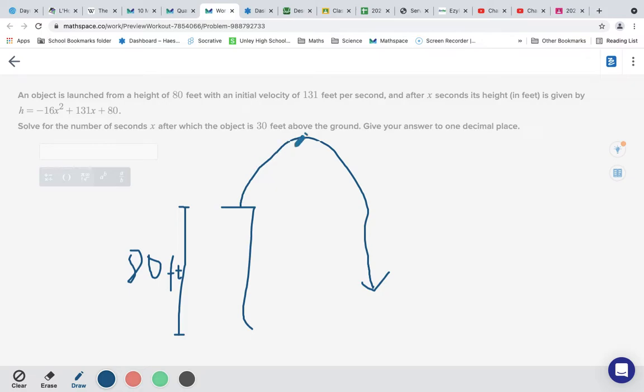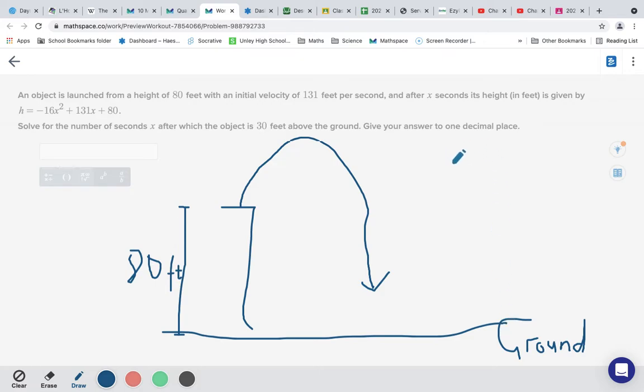Right, and you can see the path of the object is a parabola, right? It says solve for the number of seconds x after which the object is 30 feet above the ground. Oh, okay. So somewhere down here, this can be our ground. Now, what height is the ground? 0, right? So h will have to equal 0 at this point.